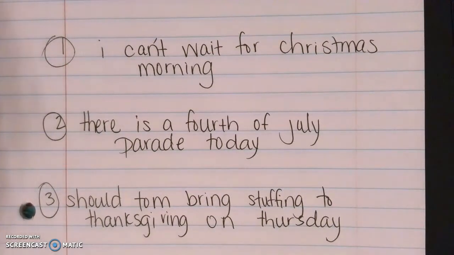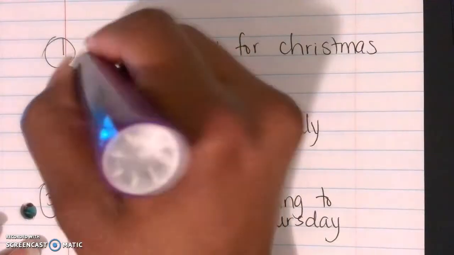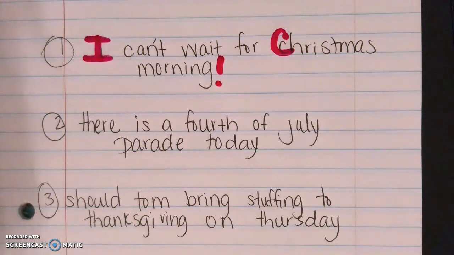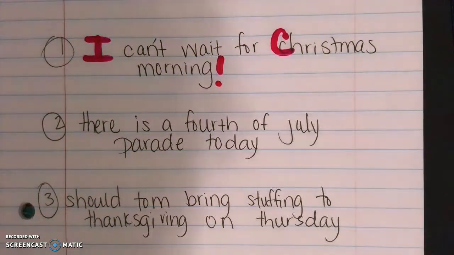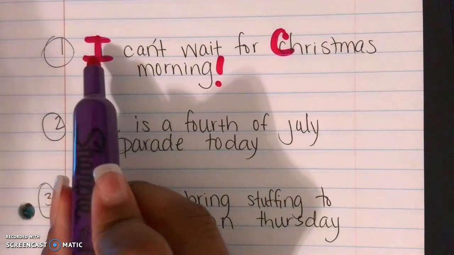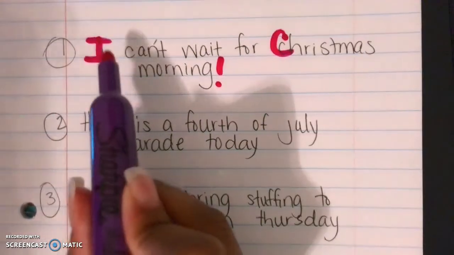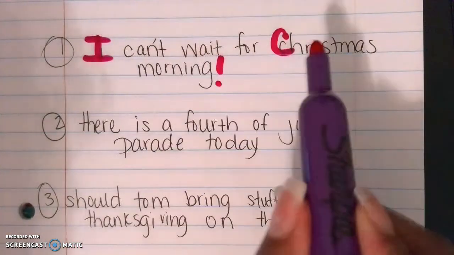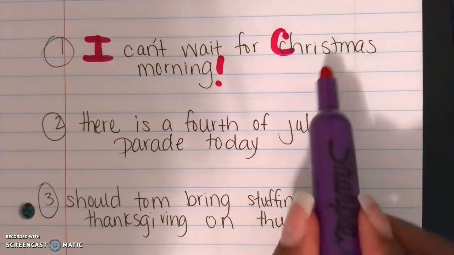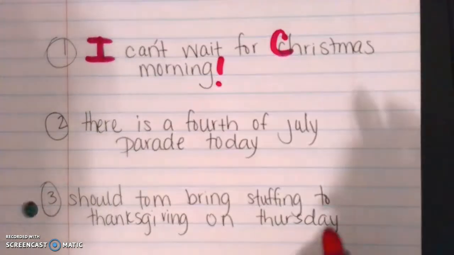Number 1 has 3 mistakes. So if you didn't find 3 mistakes, pause the video. You could have put an exclamation point or a period would suffice. The I is a pronoun I, has to be capital. It's also the first letter of the sentence. The C is the rule that we just learned about holidays. Christmas is a holiday, so it deserves a capital letter.